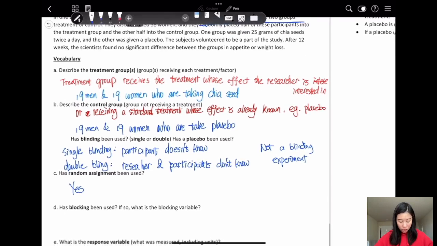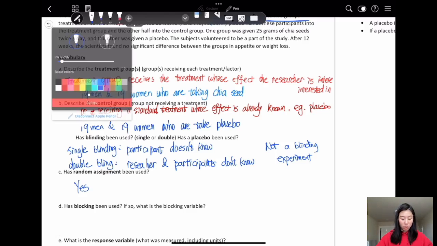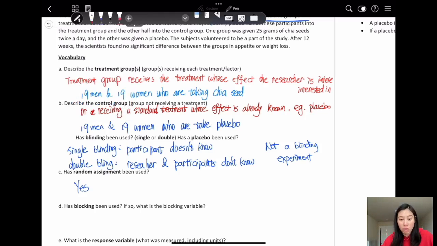Okay, so D is, has blocking been used? What is a blocking variable? A blocking variable is some variable that has an effect on the experiment's outcome, but itself is of no interest, such as the coexistence of other diseases, other medication being used, and the consumption of a certain food. So in this case, we do have a blocking variable.